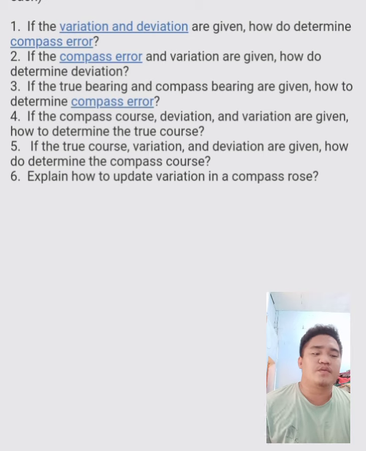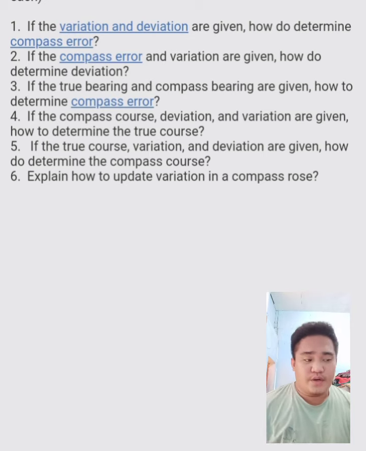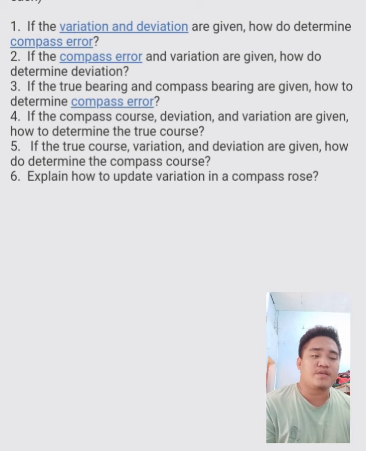So, first, if the variation and deviation are given, how to determine the compass error. Second, if the compass error and variation are given, how to determine deviation. Third is if the true bearing and compass bearing are given, how to determine compass error. And fourth is if the compass course, deviation and variation are given, how to determine the true course. The fifth is if the true course, variation and deviation are given, how to determine the compass course. And last is to explain how to update variation in the compass rose.